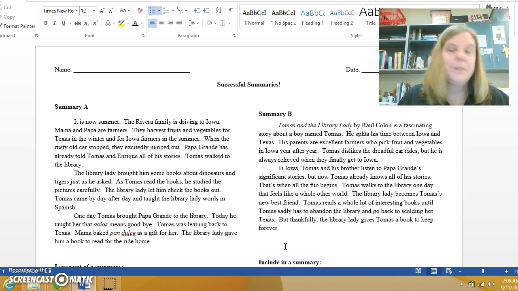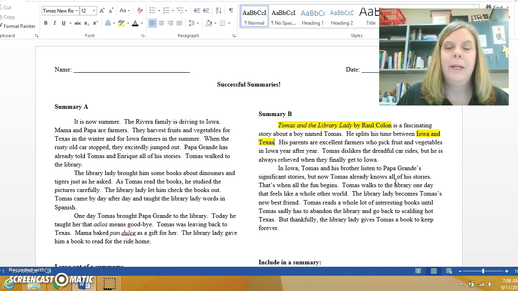So let's look at our list. We need to include title and author. And so come on up here and take your highlighter, and we'll notice that right away we have the title and the author mentioned by the person who wrote the summary. That's a good thing. Then let's look to see if the setting is established, and here we're given that it's in both Iowa and Texas, so let's highlight that.